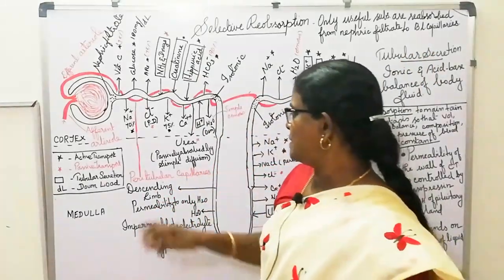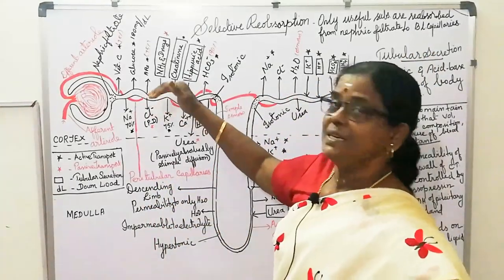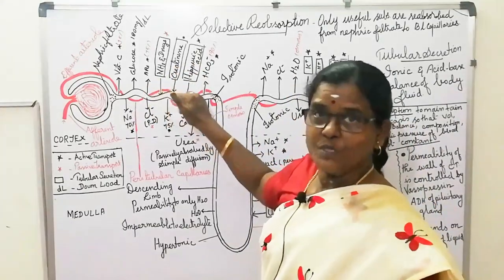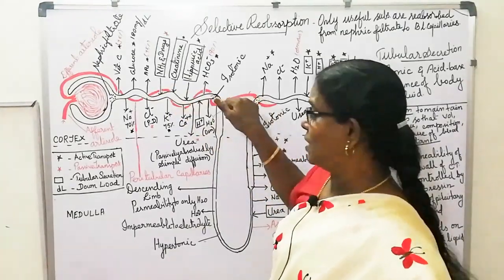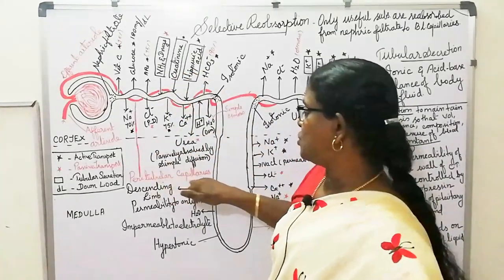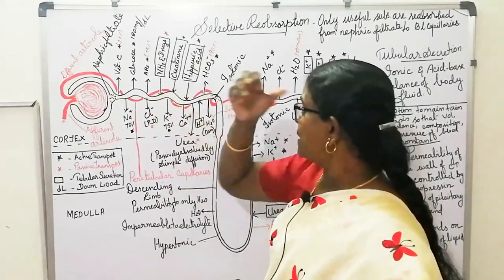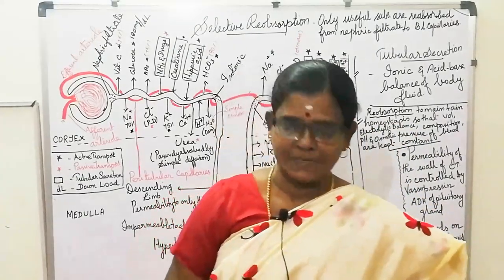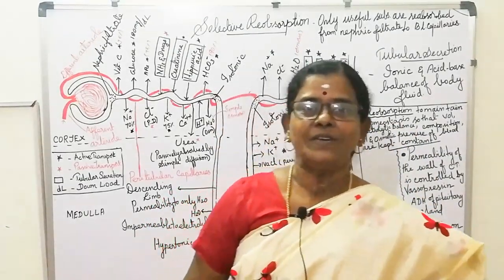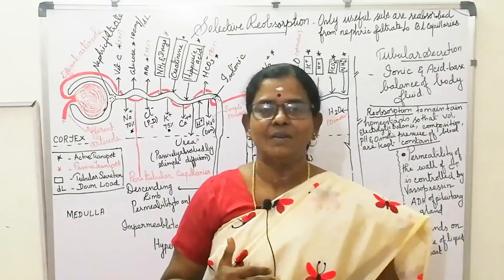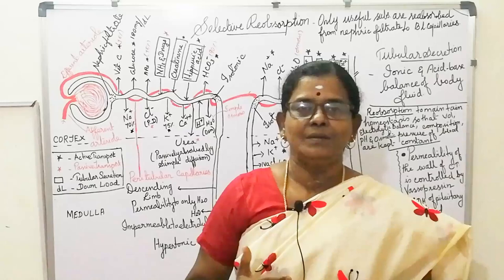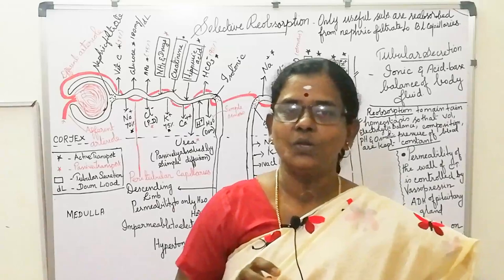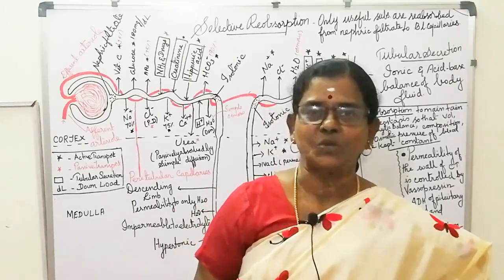Here you can see the peritubular capillaries. These useful substances are reabsorbed from the different parts of the nephron and poured into the peritubular capillaries. This reabsorption takes place by active and passive transport. The substances reabsorbed are divided into three categories: high threshold substances, low threshold substances, and no threshold substances.